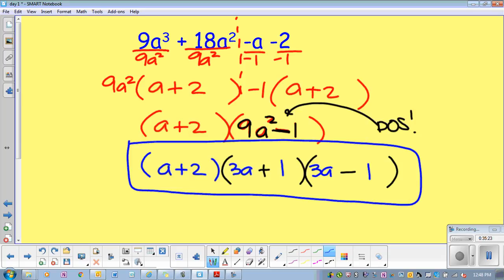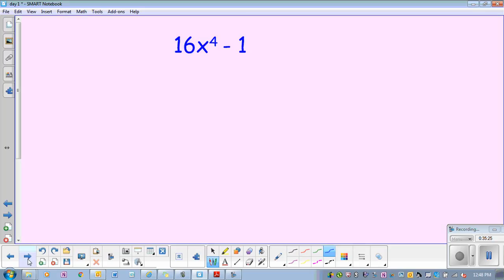Okay. So now let's talk about difference of squares when our exponent is bigger than 2. Okay? So, x to the 4th minus 16. Okay, all right. So here we go. There's a minus. We have 2 terms.